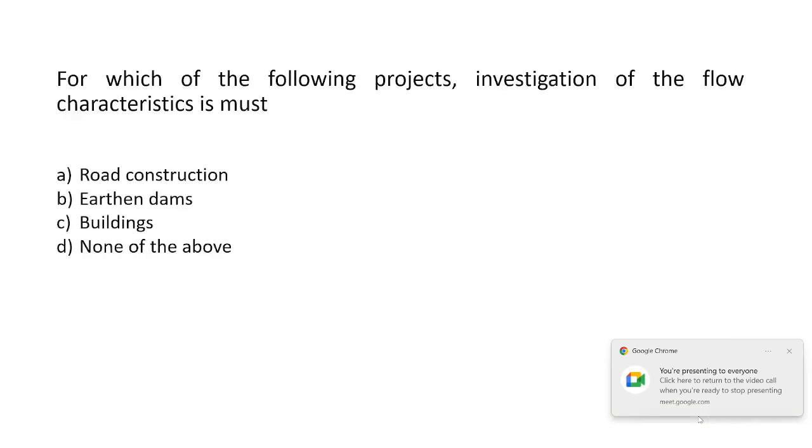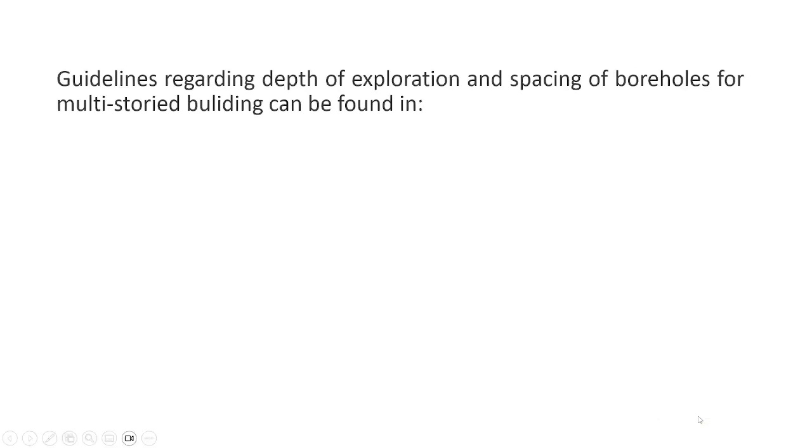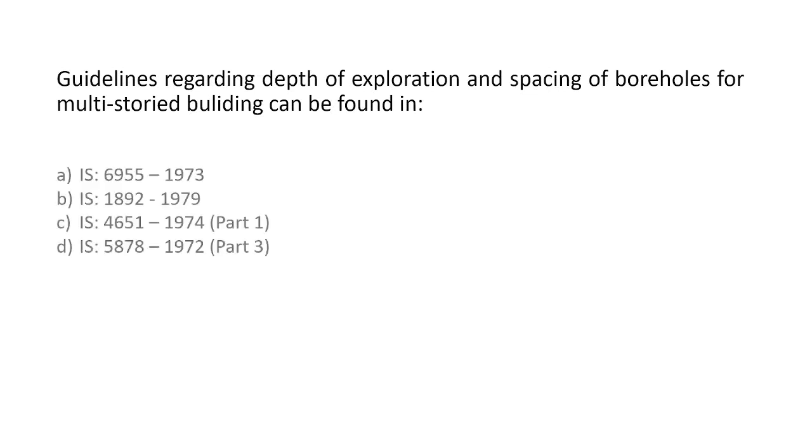Okay, this question we have completed. Next question is the guidelines regarding the depth of exploration and spacing of boreholes for multi-storied buildings can be found in the IS 1892 1979, right? So the correct answer for this question is the IS 1892 1979 code. Okay, so what we have seen, depth of exploration and spacing of boreholes for dams was IS 6955 1973, right? And for multi-storied buildings it is IS 1892 1979.